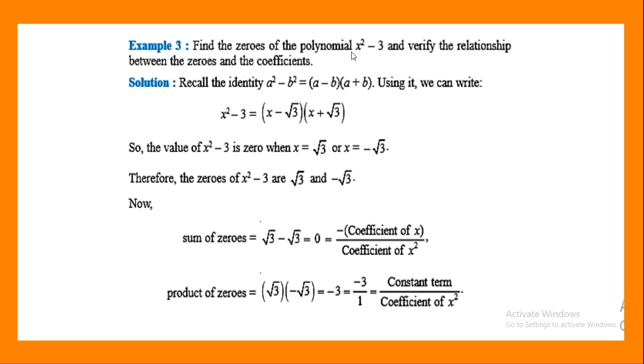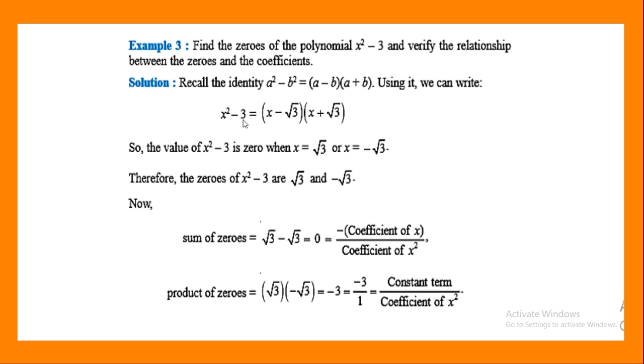Okay. Now this is in the form a square minus b square. Here a is x and b is root 3. That is, root 3 square is equal to 3. So b is root 3. And a square minus b square is equal to a minus b into a plus b. So we can write it as x minus root 3 into x plus root 3.